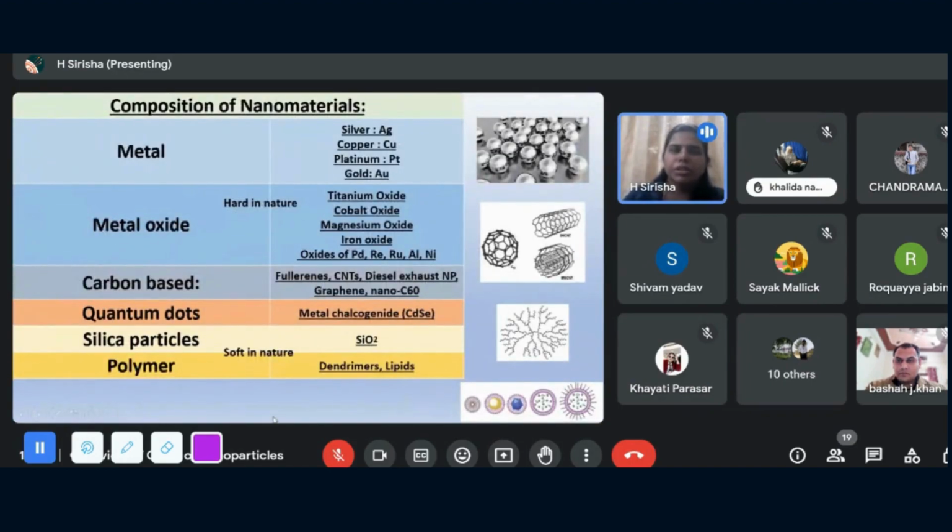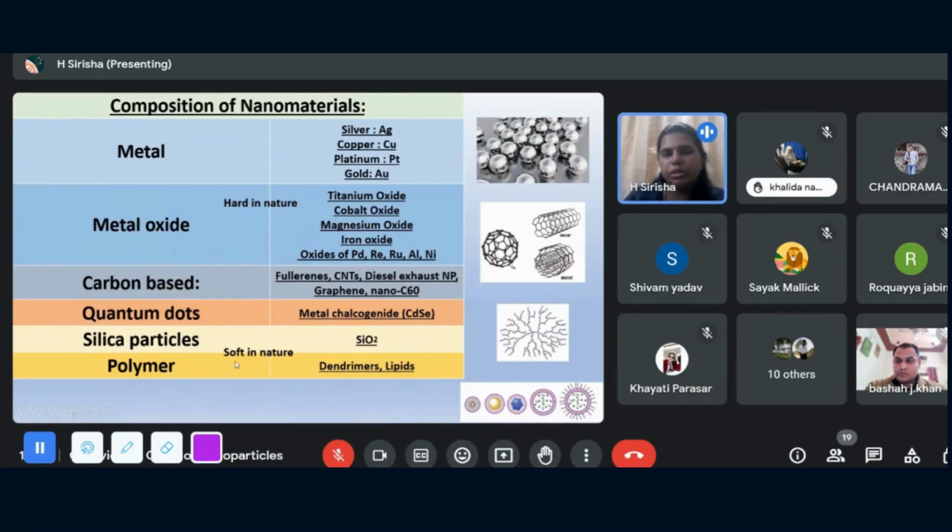So the composition of nanomaterials. Nanomaterials are classified into hard and soft. This study had been done, and in the research articles, what was found is that the hard materials are metal oxide and carbon-based. There are soft materials like polymer, silica, and quantum dots.